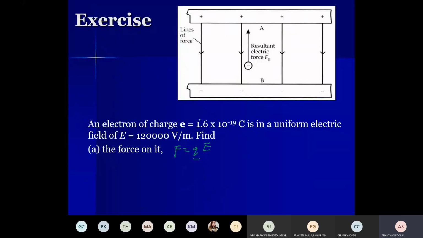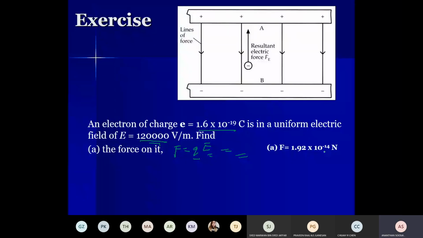Okay, so QE. We know this is the Q, and E we know is 120,000 volt per meter. Make sure the units are SI. Q is coulomb, E is volt per meter, which is SI. So you get the force answer. In this case, you should get 1.92 times 10 to the power negative 14 Newton. As I already told you, if they ask force, then they will ask acceleration, so it's going to be SUVAT. That's the normal flow.